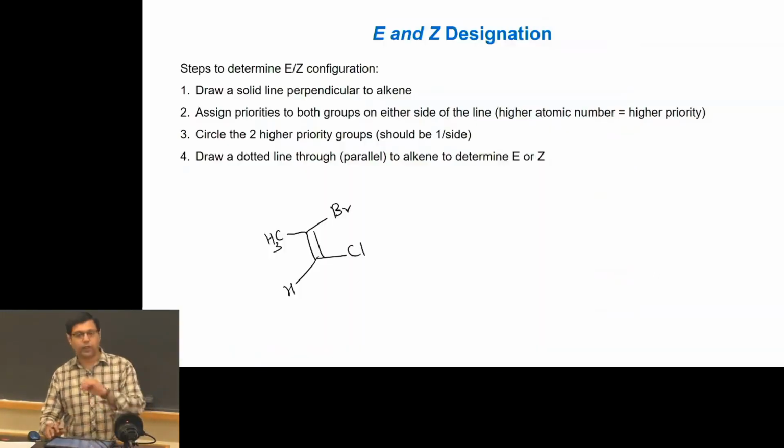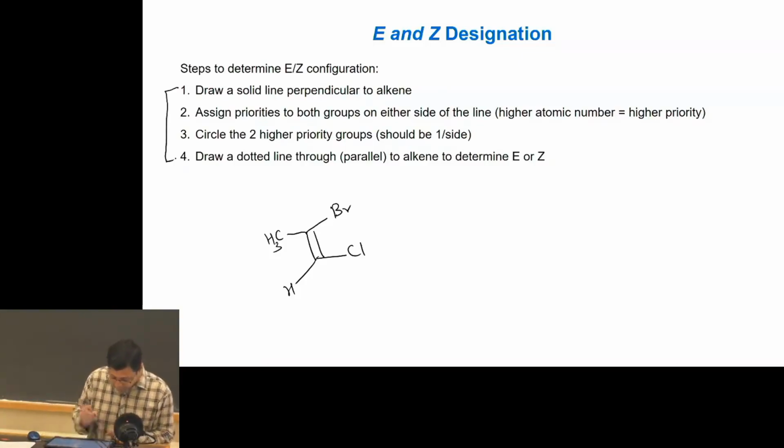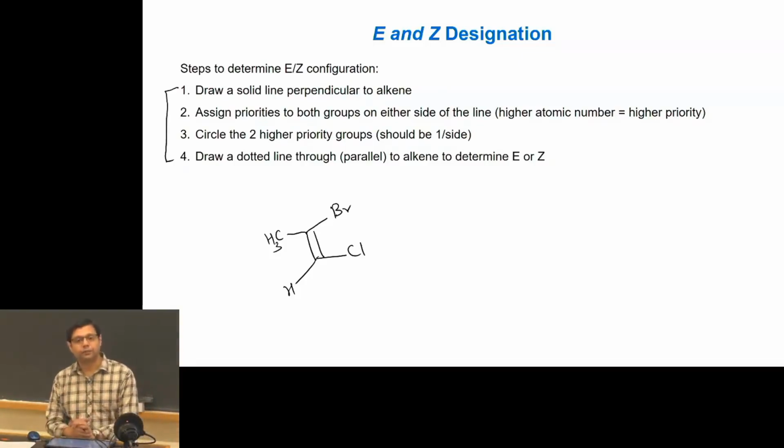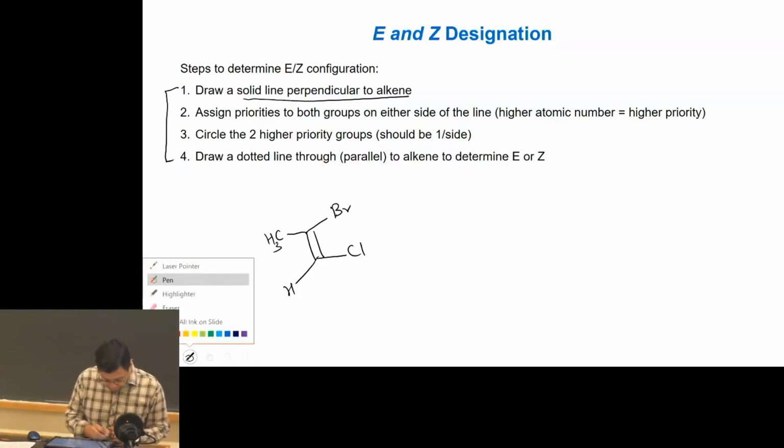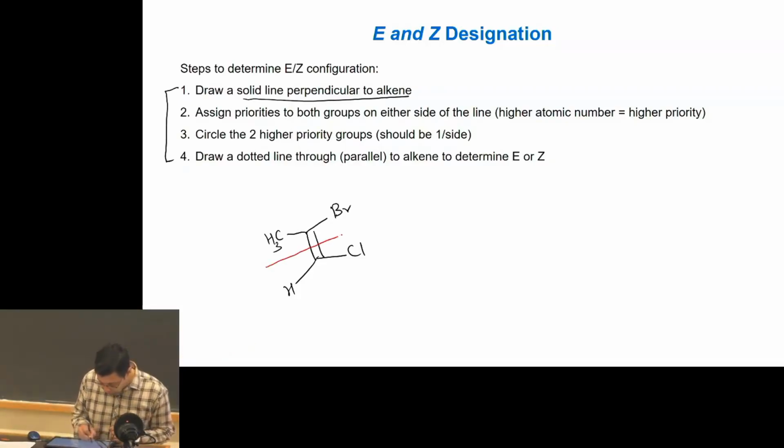Let's say you're given that molecule and you need to assign E or Z for that molecule. Now follow these steps carefully always, you will get the correct answer. So let's go through step 1 to 4. First step, draw a solid line perpendicular to the alkene. So you're looking at the double bond and drawing a perpendicular line to the double bond. Right? So this is the double bond, you're drawing a perpendicular line.